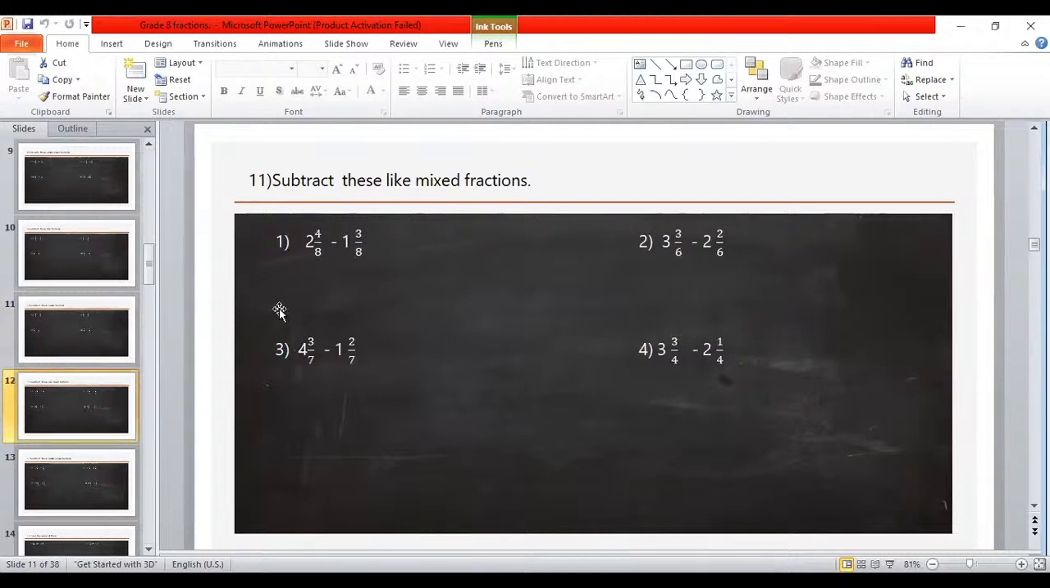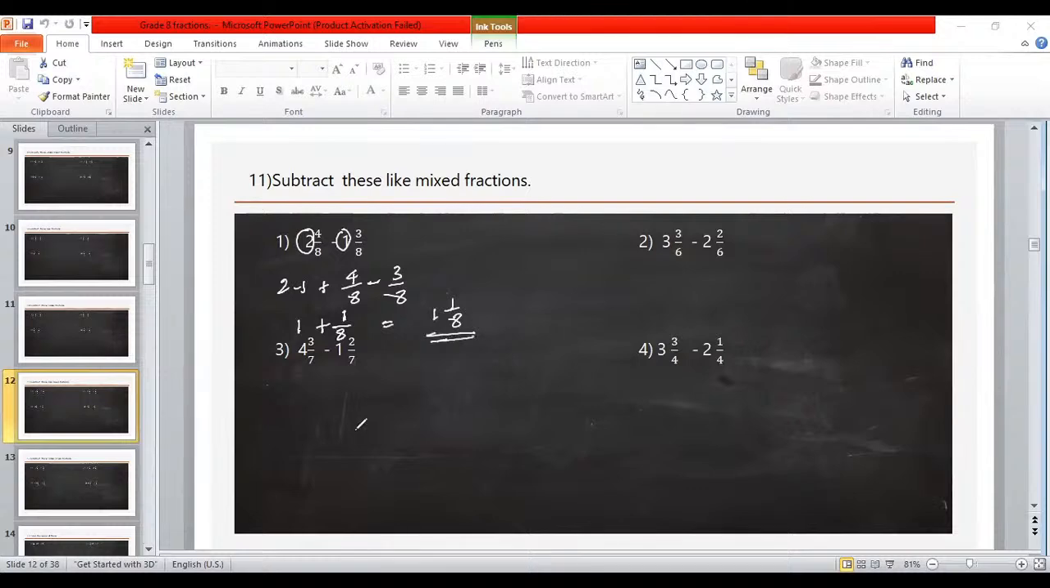Subtract these like mixed fractions. Like mixed fractions are also easy to subtract. There are also two methods of doing this. First, whole number part, 2 minus 1, plus 4 over 8 minus 3 over 8. 2 minus 1 is 1 plus. The common denominator is 8. 4 minus 3 is 1 over 8. What is the answer? 1 and 1 over 8.